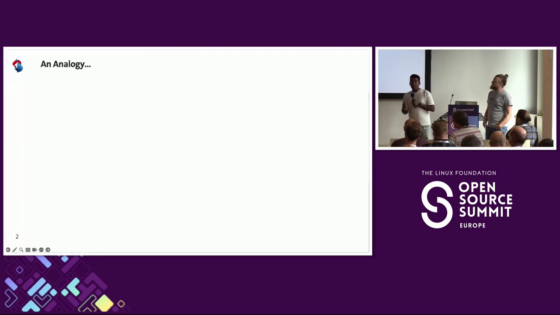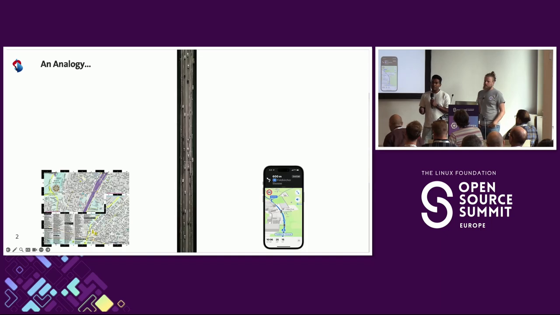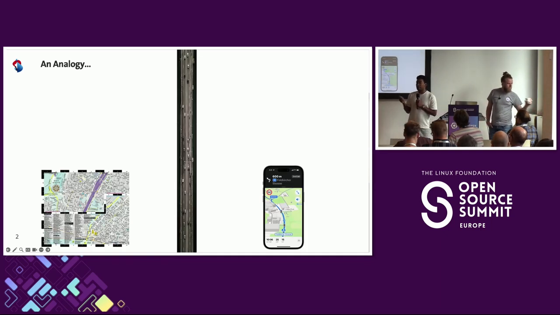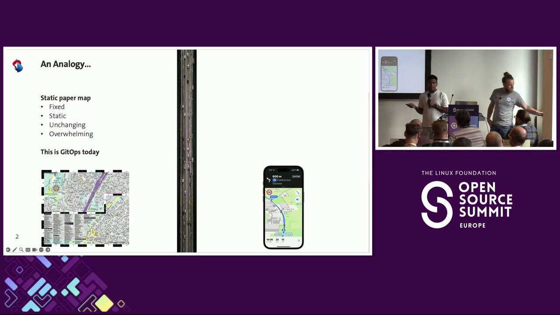Before I start, let me paint a picture. Imagine you're going on a cross-country road trip. On one hand, you have a static paper map, and on the other hand, you have a mobile application like Google Maps or Apple Maps to navigate your journey. The static paper map is fixed, unchanging, overwhelming, and also very hard for users to navigate their path. And this is how we are experiencing the current GitOps in our implementation.